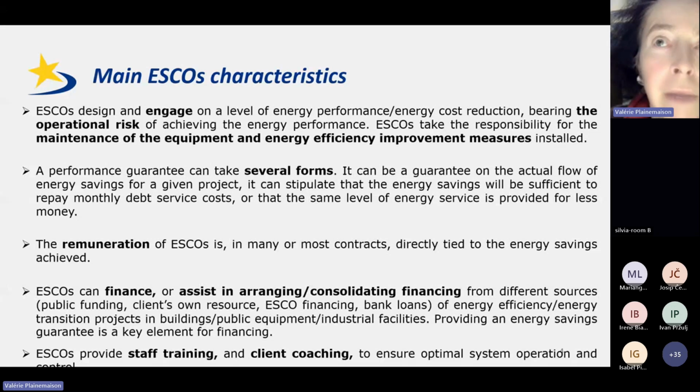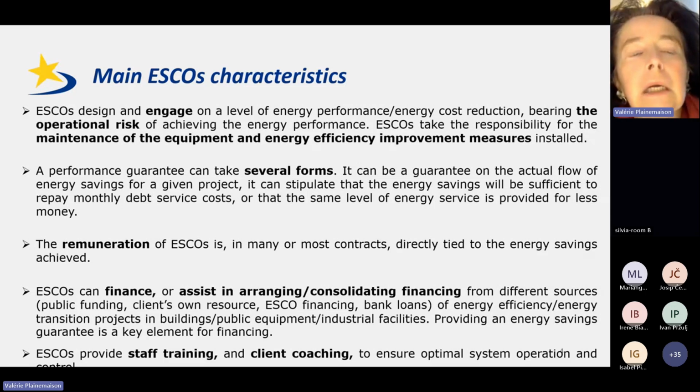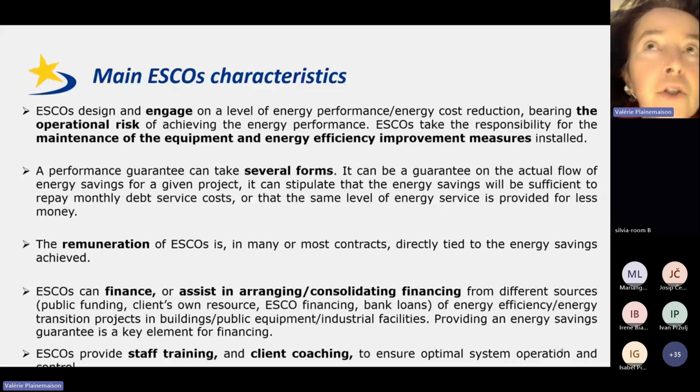So measuring before and after is one of the key actions that is made by an ESCO, which means that the ESCO has knowledge of the protocols for measuring energy use, energy consumption. It was also mentioned that the energy performance contracting or other kinds of contracts have a performance guarantee, and the performance guarantee can take several forms.